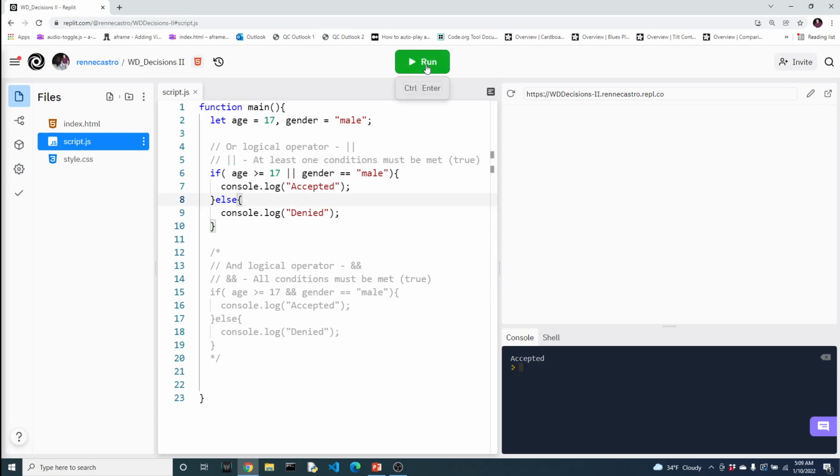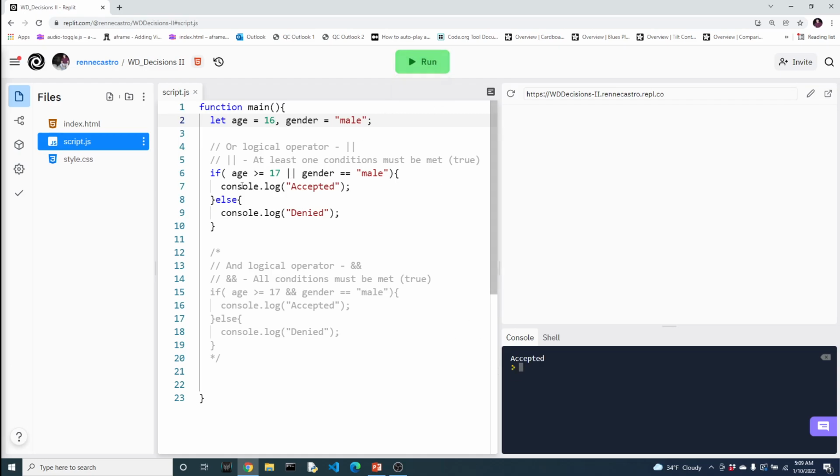So let's see this run. You'll see here that the word accepted was displayed, and that's because the age is 17, so this side of the statement is true, or the person's a male. Well, it happens to be that both sides are true. Now let's switch up the left side. So the person is 16, but they are a male.